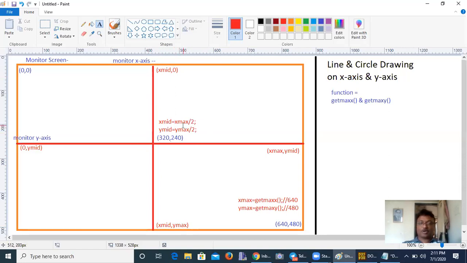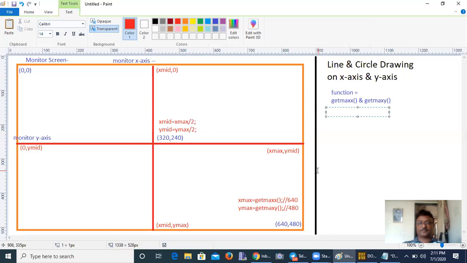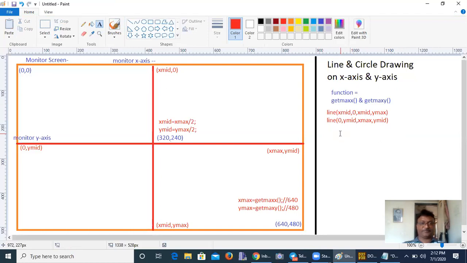So how can I draw the x-axis and y-axis? I am writing here the x-axis, y-axis equation. So what is the equation for a line? Suppose I am going to put the line. So this is my x mid, 0, comma x mid, y max. And what is the other line? The line is 0, y mid, comma x max, y mid. So this becomes my x-axis and this becomes my y-axis. So this is in the form of line equation.